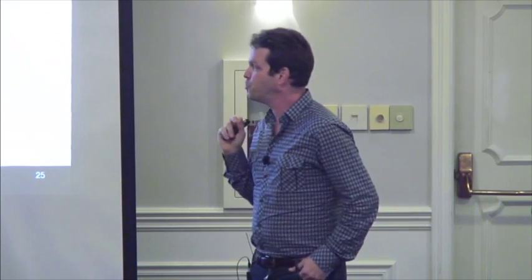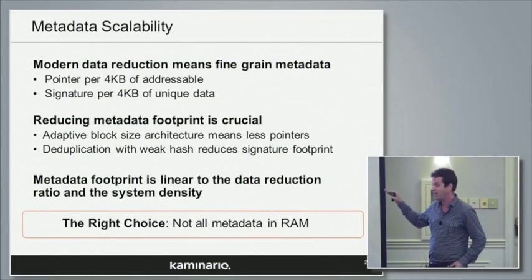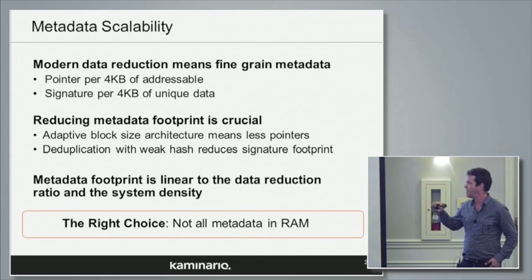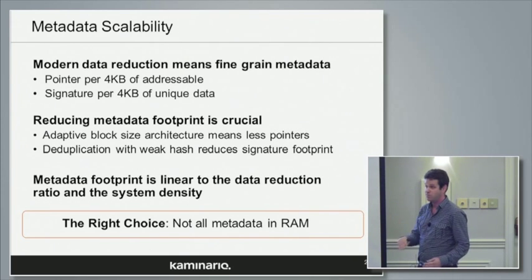Still, the metadata footprint is linear to the data reduction, because when the data reduction is high, you have more pointers. And with the system density, when you have more capacity, you have more unique data, so you have more signatures. So yes. Sorry, is there a difference between data that's highly deduped, where it's the same data deduped many, many times, like VDI, or where you've got a lot of data that's only deduped a small number of times?